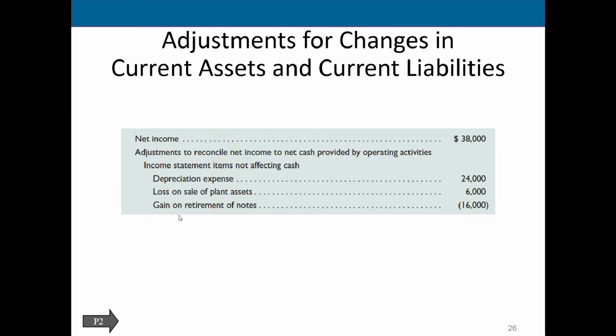So what's the first thing we're going to do? We always start the operating activity section with net income. There it is.